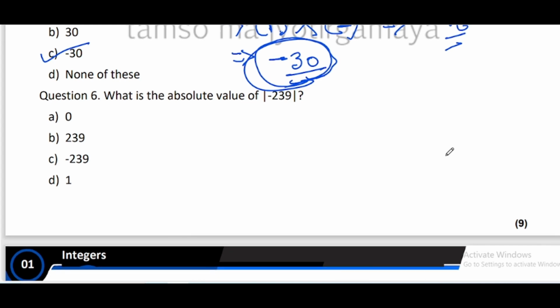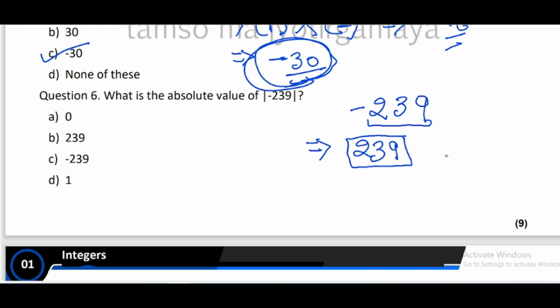Let's see question number 6. What is the absolute value of minus 239? Absolute value of a given number means we remove the symbol of the given number and the numerical value is as it is. It means the absolute value of minus 239 is 239. And the right answer is part B.